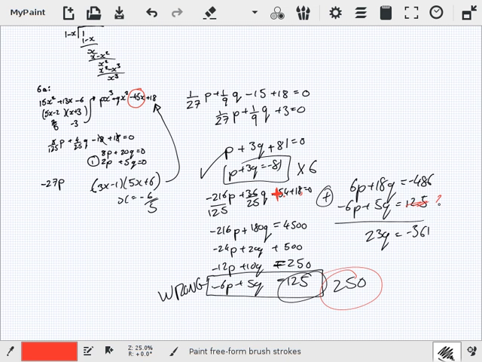So that's 250 minus 486 plus 250. Minus 236. No, actually, hang on, let's just double check. So that's a plus, but when that comes over, it's a minus, so it's minus 250. So 23q equals minus 486 minus 250. What is that? Minus 486 minus 250.